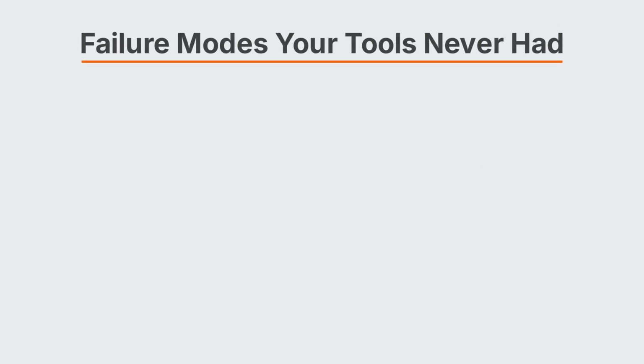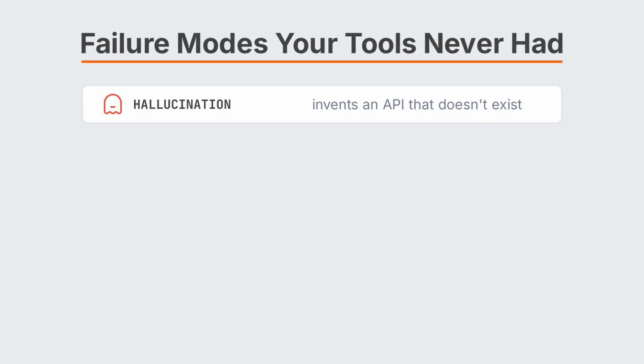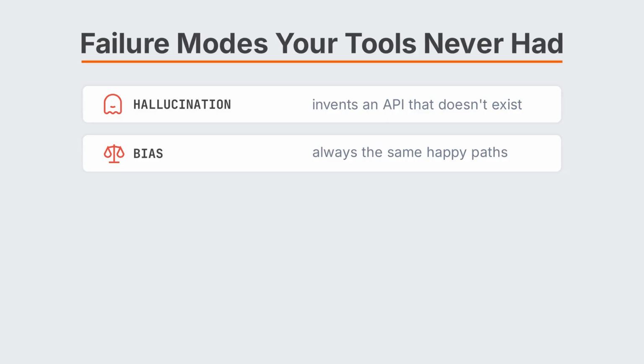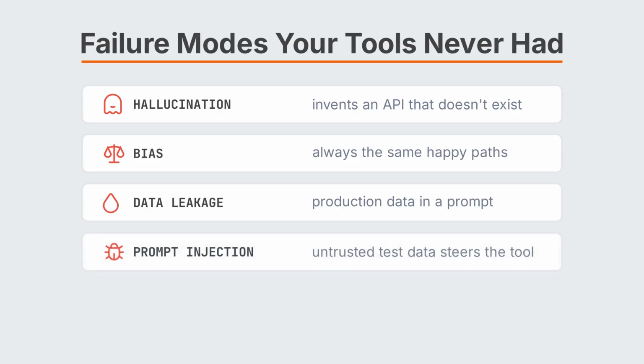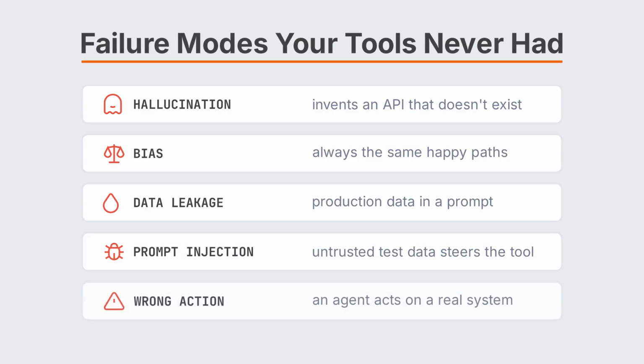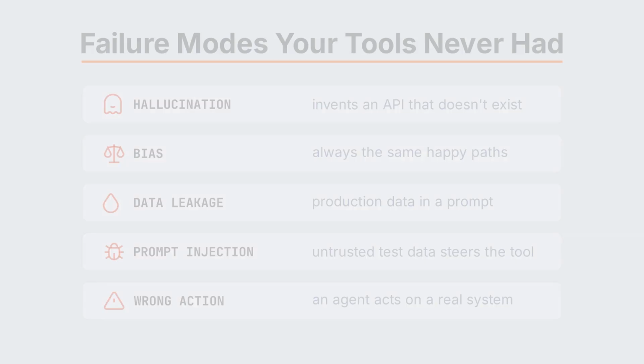And AI brings failure modes your tools never had before. Hallucination, where it invents an API method that does not exist. Bias, where it keeps generating the same happy paths. Data leakage, when production data ends up in a prompt. Prompt injection, when untrusted test data steers the tool. And with agents, an action taken against a real environment.